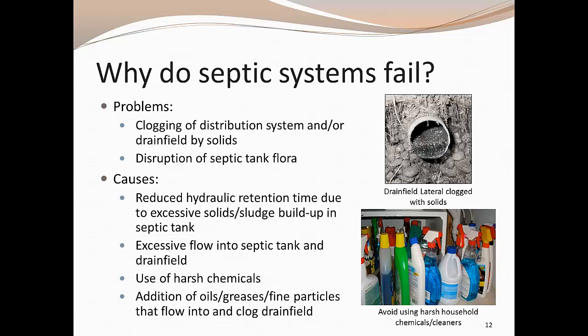Septic systems may fail for a number of reasons. The most common causes for failure are the clogging of the distribution system and disruption of septic system flora, which is the bacteria that populate the system and aid in the treatment process. Over time, sludge builds up in the septic tank, and if left alone, it may move from the tank to the distribution system and clog the system or soil treatment area. To prevent this, one should have their septic system tank pumped every 3 to 5 years.